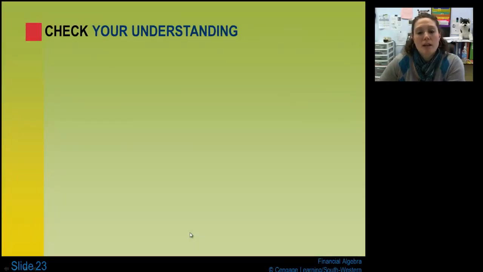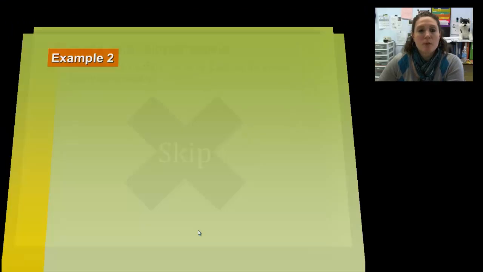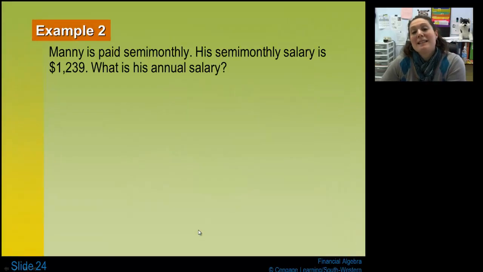Check your understanding. We're going to go ahead and skip this question. Example 2. Manny is paid semi-monthly. His semi-monthly salary is $1,239. What is his annual salary? So now I know what he gets paid throughout the course of the year. I want to know what is that as a total.